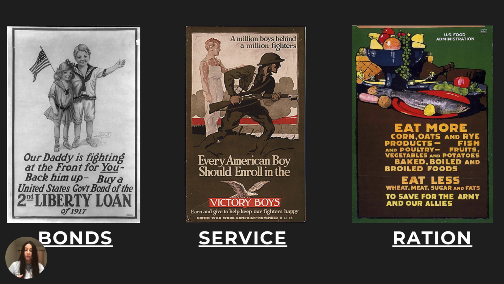So there was the introduction of meatless Mondays and wheatless Wednesdays. This poster says to eat more corn, oats, and rye products, fish, and poultry. Those are items that cannot be sent to the men. So you could eat less wheat, meat, sugar, and fats, and it says to save for the army and our allies. Those are going to be sent to the men fighting in the war.